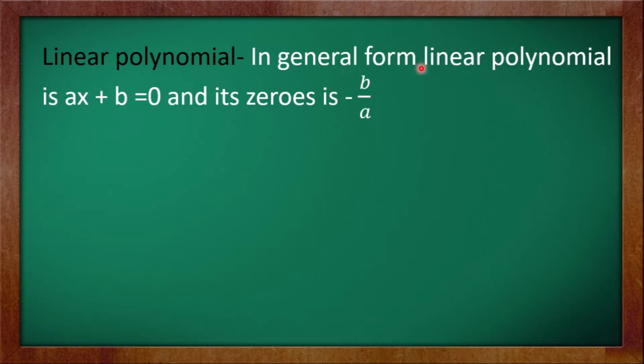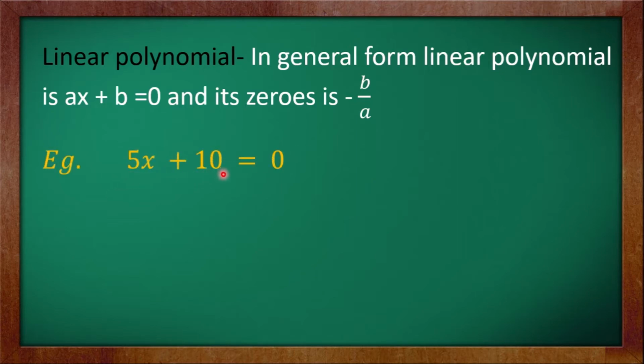In general form, linear polynomial is ax plus b equals to 0. In this, b is constant and x is variable and its zero is minus b upon a. Now I will explain you this by one example.